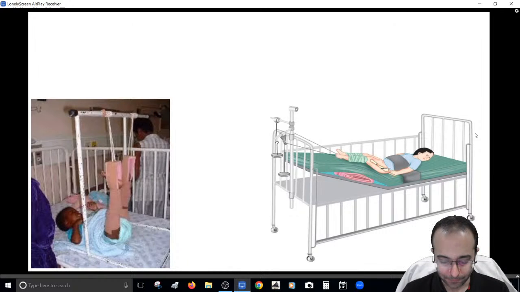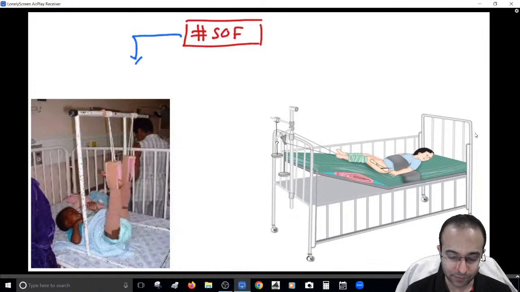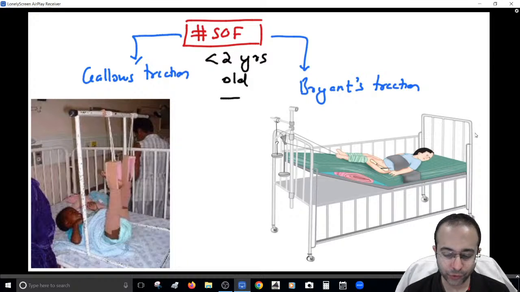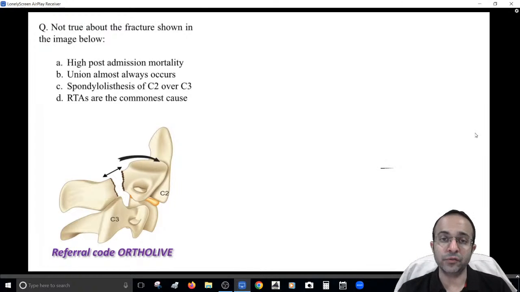And since we've talked of children, just letting you know some special traction methods for fracture of shaft of femur that have been in your papers quite a few times. What you see in this first image is Gallows traction, but what you see in the other image is Bryant's traction. These are the traction methods useful to treat fracture shaft of femur in children who are under the age of 2 years. So when you're talking of children, I just thought I should talk about these two things also, because for small children, these are popular traction methods we use. That was the whole idea.